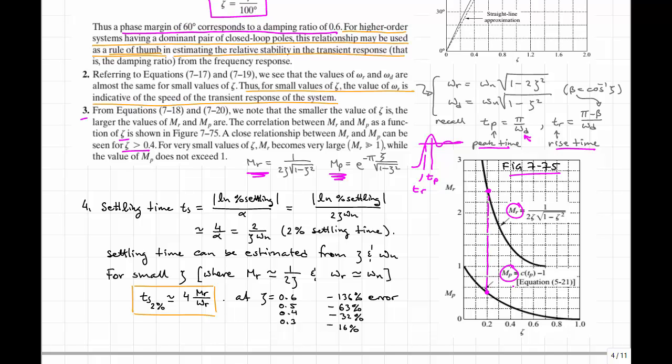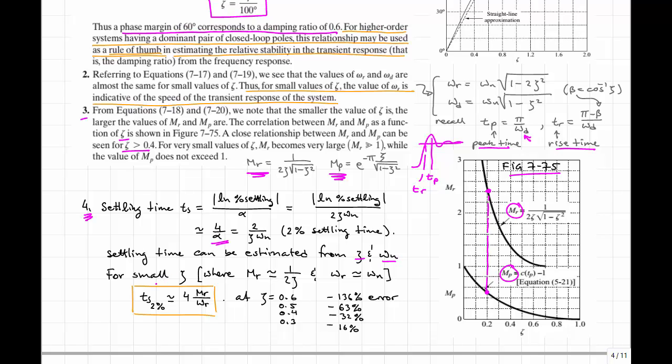All right, and then lastly, which deals with settling time. Now, the settling time is how long it takes for the step response to get within some percentage of the final value. Typically, we use the 2% value, and we know that to be 4 over alpha, the damping or attenuation factor, or 2 over zeta omega n. And here we can estimate the settling time from zeta and omega n. Well, we can calculate it from zeta and omega n, but we can estimate it from estimates of those two.